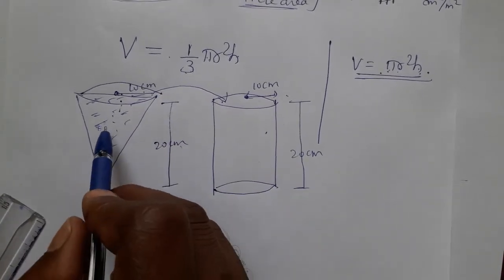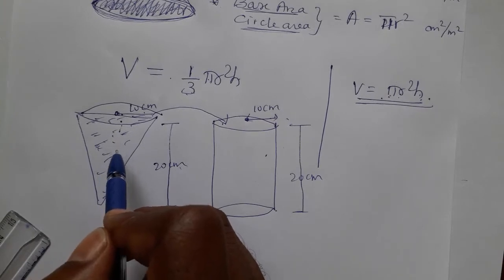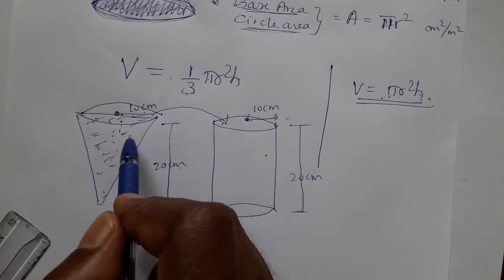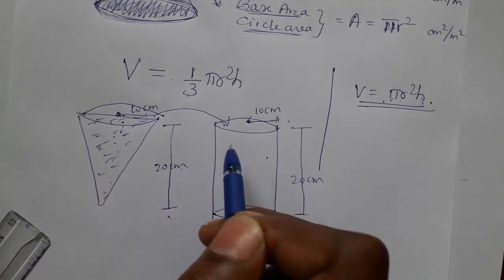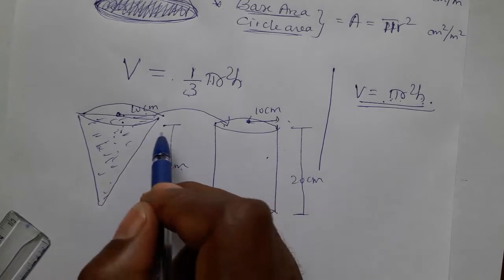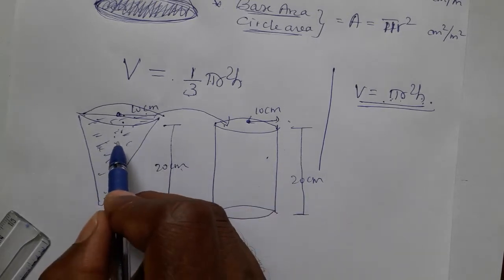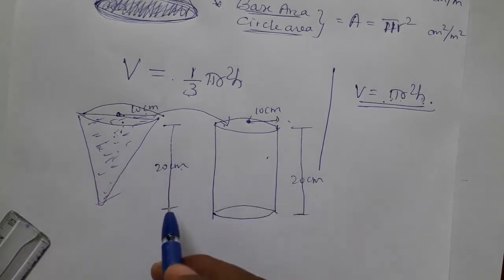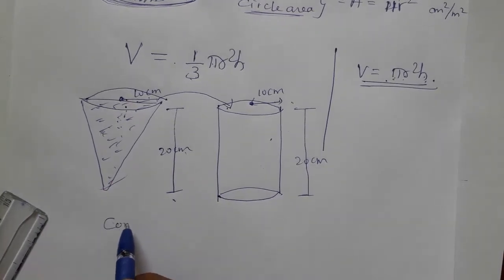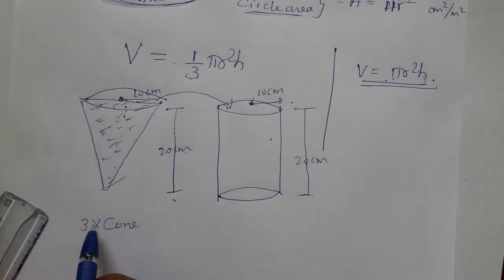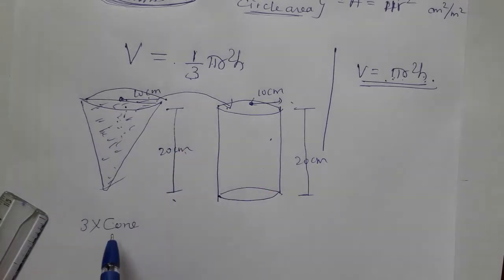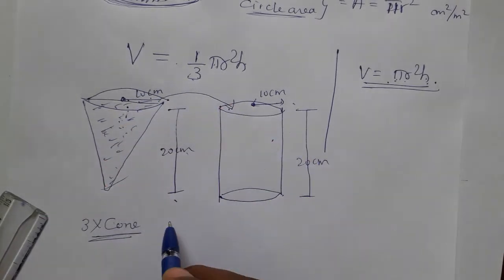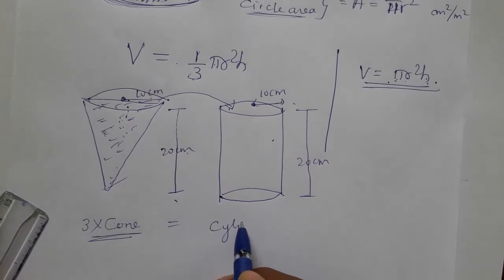So now when you fill some water inside the cone, which has a 20 centimeter height and 10 centimeter radius, and try to put it inside the cylinder, at that time we will observe one thing. When we take the water in the cone and pour it into the cylinder, you have to take the water inside the cone 3 times. If you take it 3 times and pour it inside the cylinder, it completely fills.